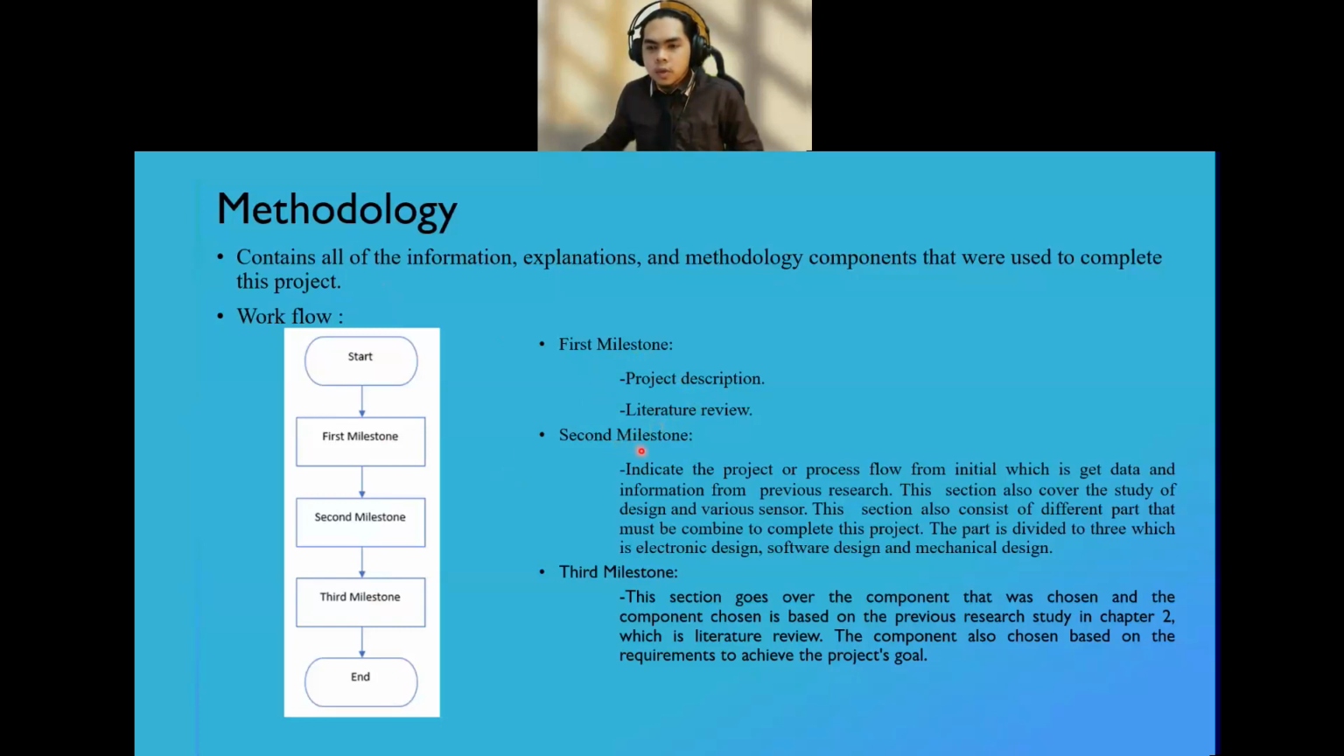The second milestone indicates the project or process flow from initial, which is getting data and information from previous research. This section also covers the study of design and various sensors. This section also consists of different parts that must be combined to complete this project. The parts are divided into three, which are electronic design, software design, and mechanical design. In the third milestone, it goes over the components that were chosen, and the components chosen are based on the previous research study in chapter 2, which is the literature review.